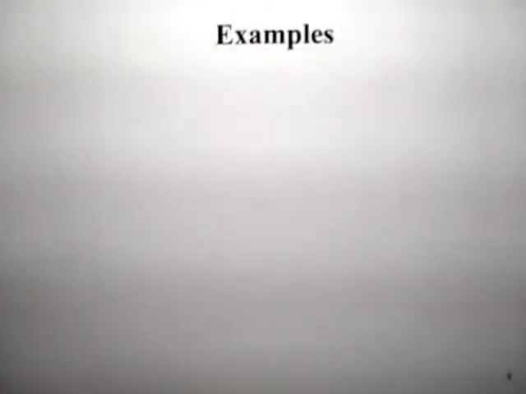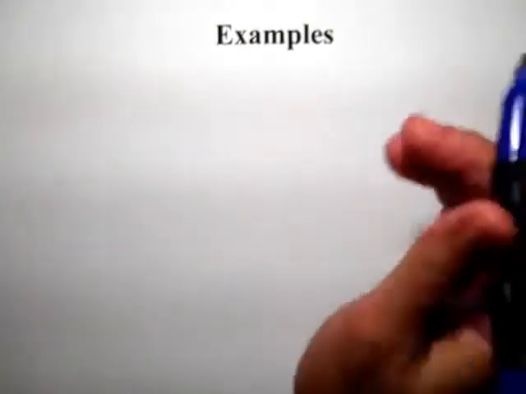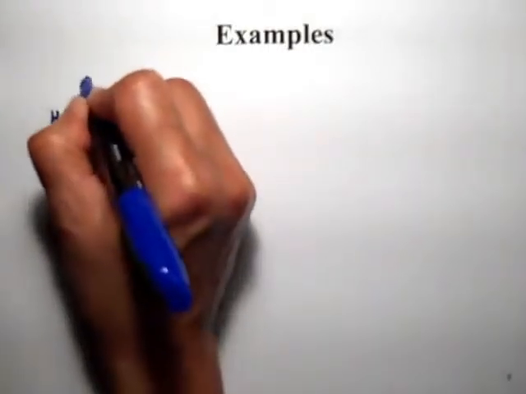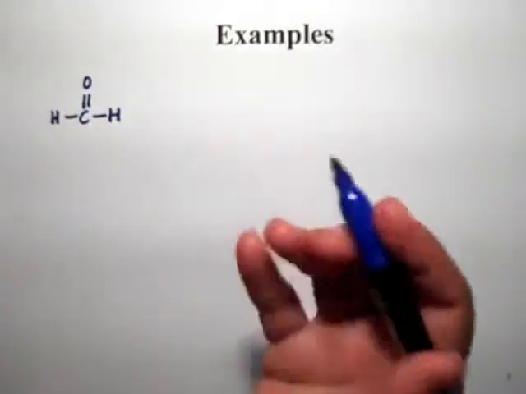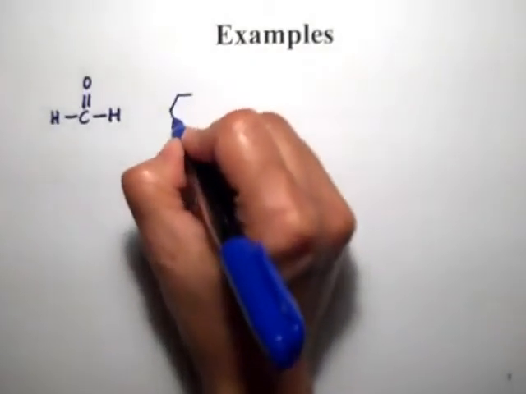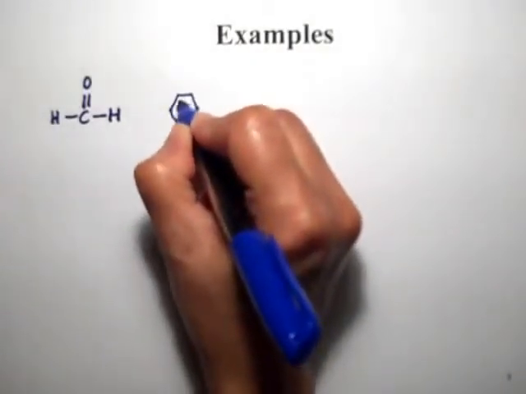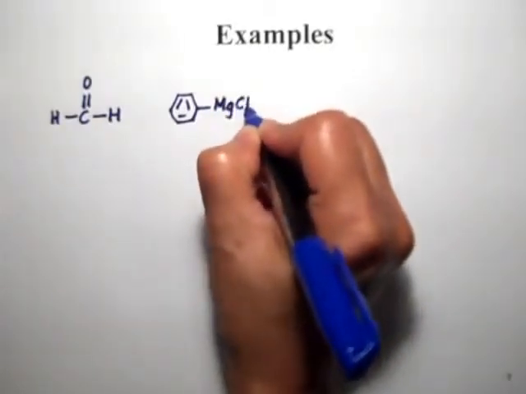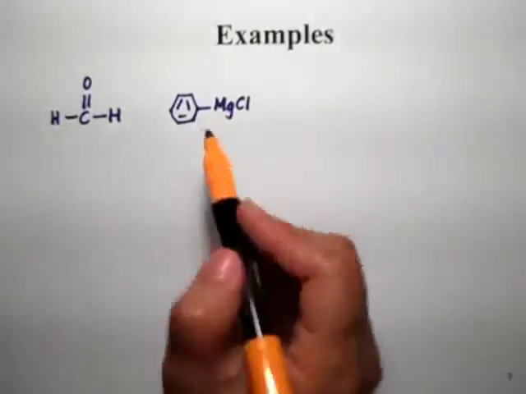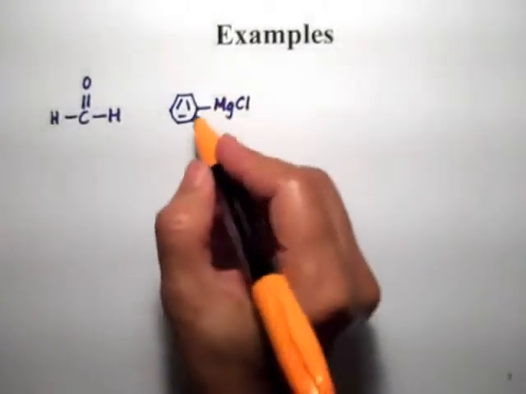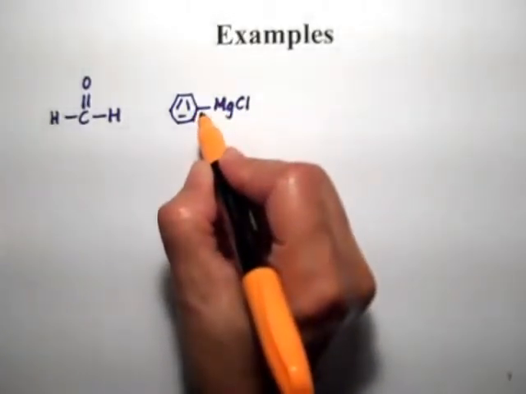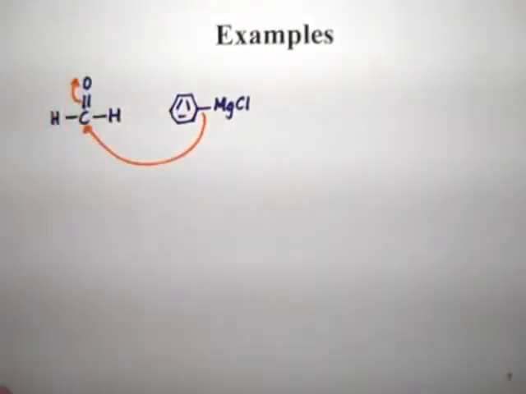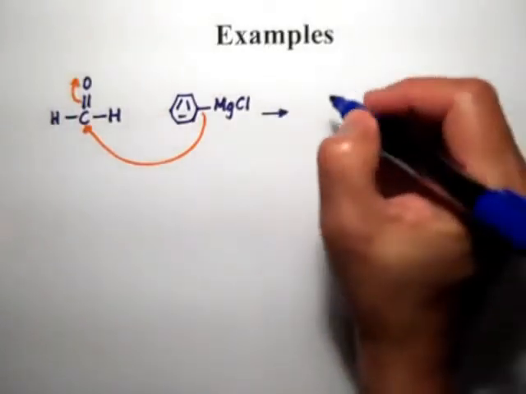Alright, let's do a couple of problems in here. Let's attack formaldehyde. Formaldehyde is your most simple aldehyde, and you can attack it with Grignards or organolithiums. So I'm going to use phenyl magnesium chloride. And again, the carbon that's attached to the magnesium, this is a nucleophilic carbon. So it's going to attack the carbonyl, form a tetrahedral intermediate.